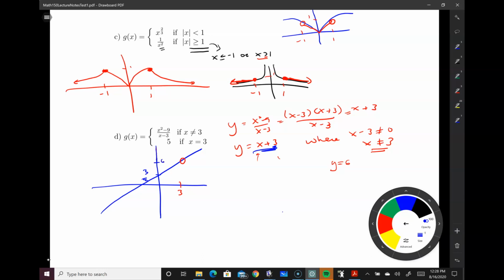Okay. So that's the first part of the graph. This part says when x does equal 3, put in a y value of 5. So here's 5 a little bit below. There it is. So this passes the vertical line test because it crosses one point all along.